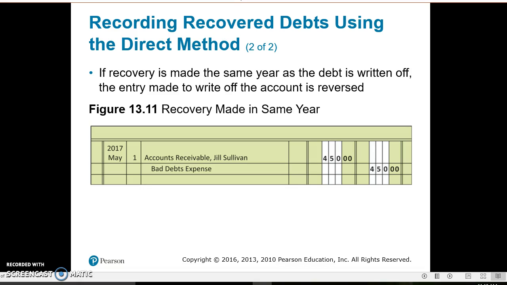So there's a lot to deal with in recording bad debts. There are two different methods. Hopefully when you take your time, the assignments will specifically say, do you use the allowance method? Do you use the direct write-off method? So make sure you look at those and know which method you're using.